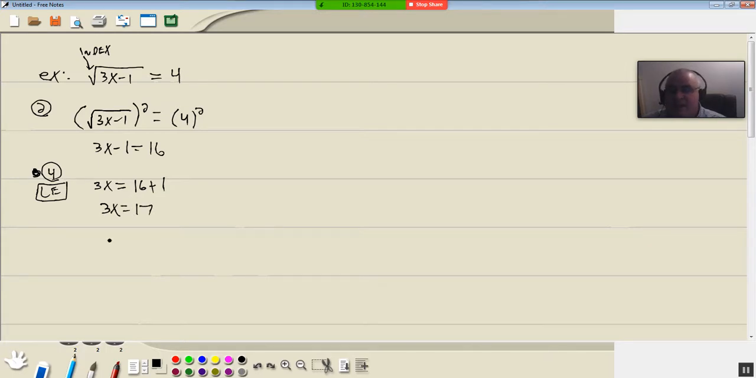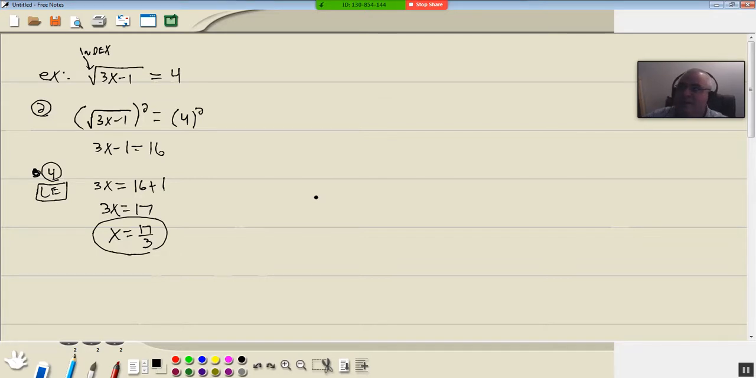16 plus 1, 17, and then divide both sides by 3. And we get 17 thirds, maybe. We have to check that. If I plug 17 thirds back up here, the 3's would cancel. I'd have 17 minus 1, which is 16, and square root of 16 does give us 4. So that checks.